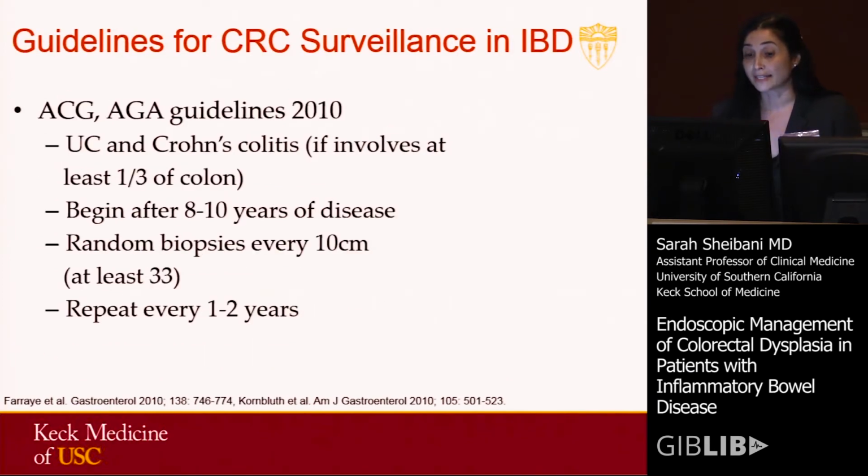So older guidelines from 2010 recommended that patients with ulcerative colitis and Crohn's colitis, if it involves at least 1/3 of the colon, begin surveillance for colon cancer after 8 to 10 years of disease. And during the colonoscopy, we would take random biopsies every 10 centimeters and at least 33 biopsies throughout the colon. And we would repeat this every 1 to 2 years.